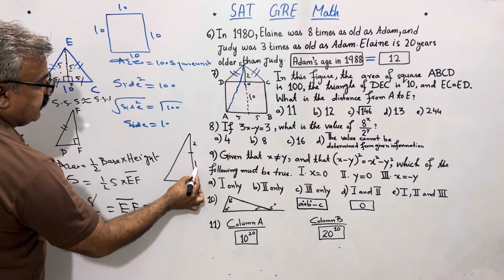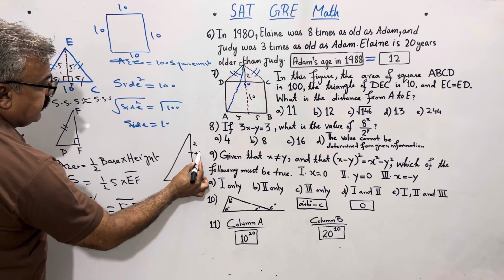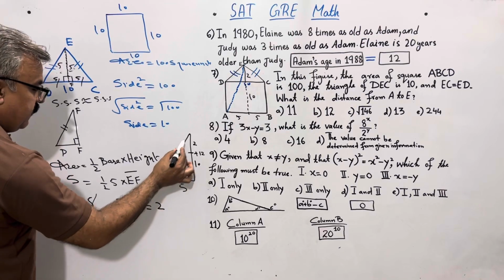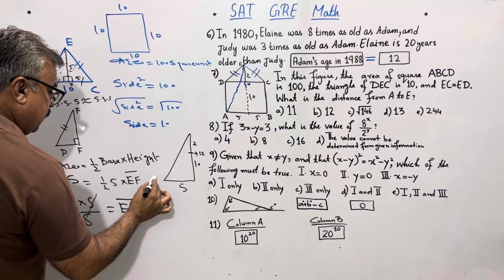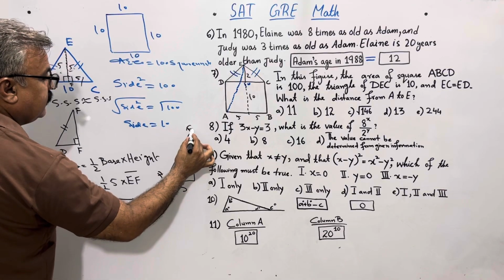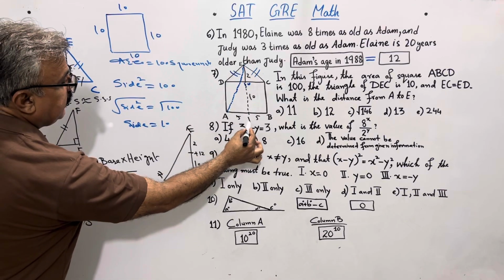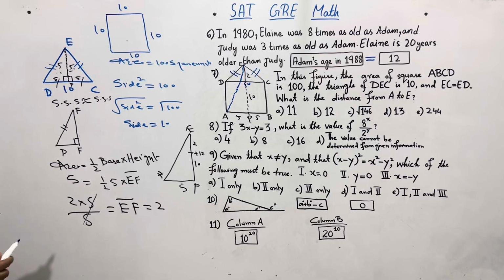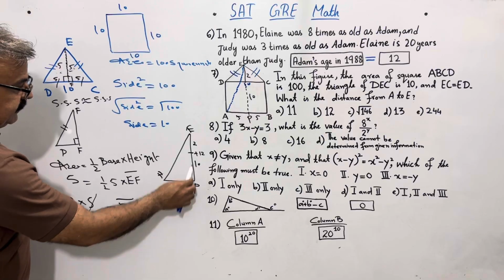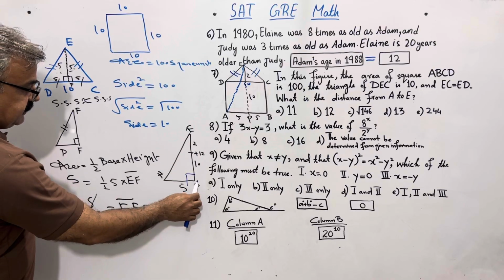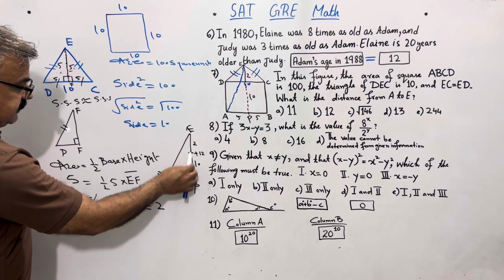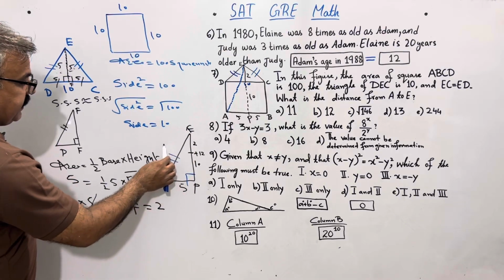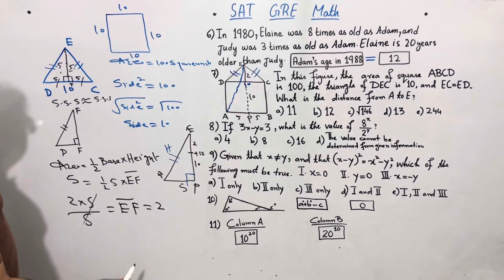2 plus 10 is 12, and this is our 5. We are interested in A to E, and let me name the point P. Applying the Pythagoras theorem, this is the perpendicular, this is the base, and our required AE is the hypotenuse.